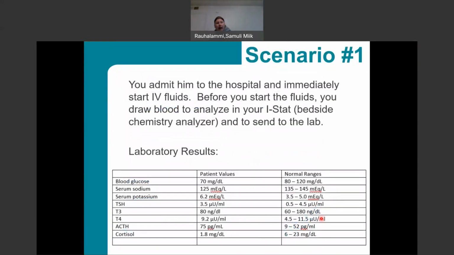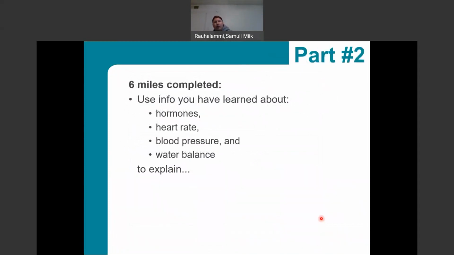So I think that what I wanted to do next was to look at part 2, where we have now gotten to the early part of the hike. At about 6 miles into the hike, we're noticing that there's changes, and we're looking at those changes when it comes to the hormones, heart rate, blood pressure, water balance. I'm asking you to identify what change you are expecting to see and why.